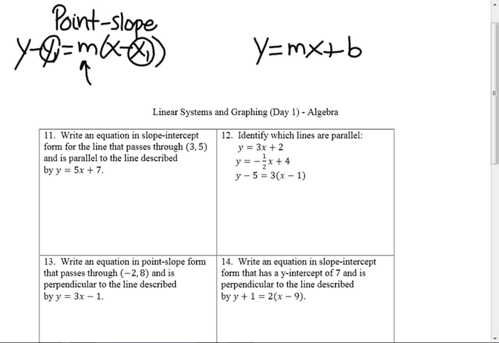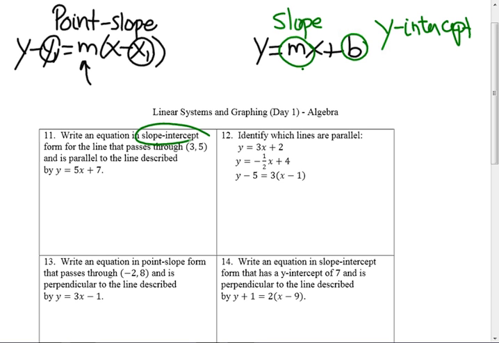What do you know on the other one? What do you know there? Michael? What is that? That M. It's the slope. And what's B? The y-intercept. Okay, they want slope-intercept form. That's this one for this question. So what is it you want to know? You need to know the slope and you need to know B.